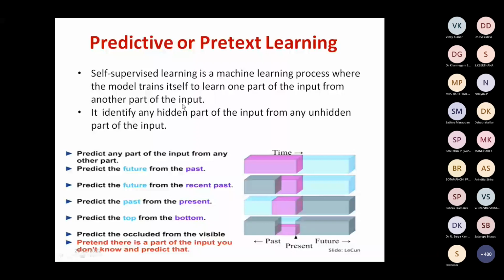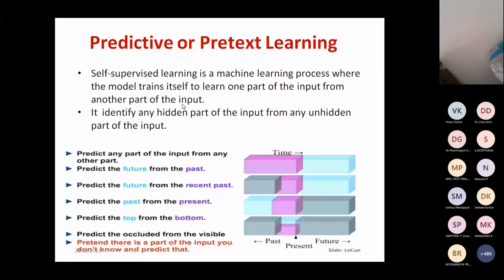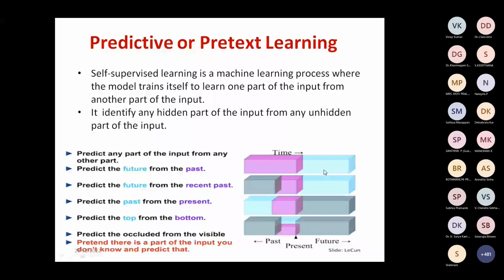Usually in semi-supervised or unsupervised learning, the system learns the input of the second step from the output of the first step. Whereas in self-supervised learning, the model trains itself to learn one part of the input from another part of the input. It identifies any hidden part of the input from another part. For example, it may predict the future from the past, the future from the recent past, the past from the present, or the top from the bottom. For example, you may have an input sentence in which a certain portion is hidden.